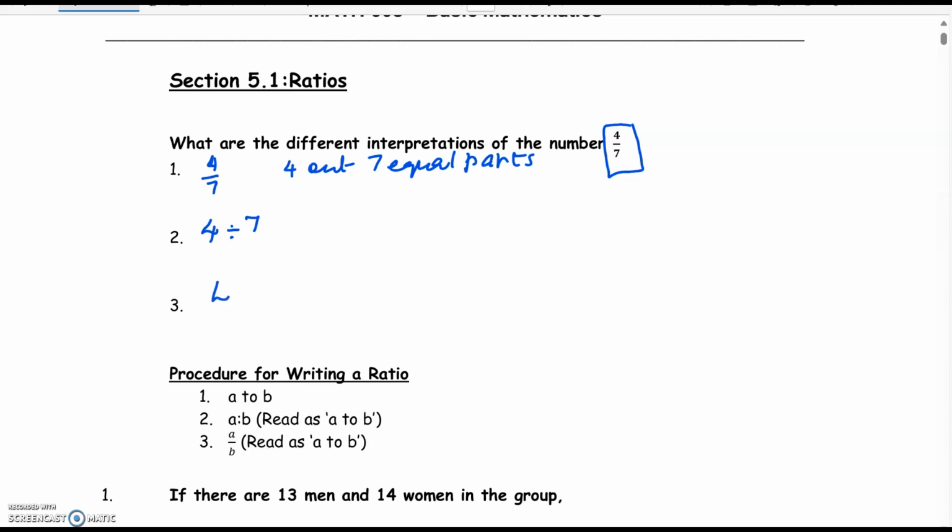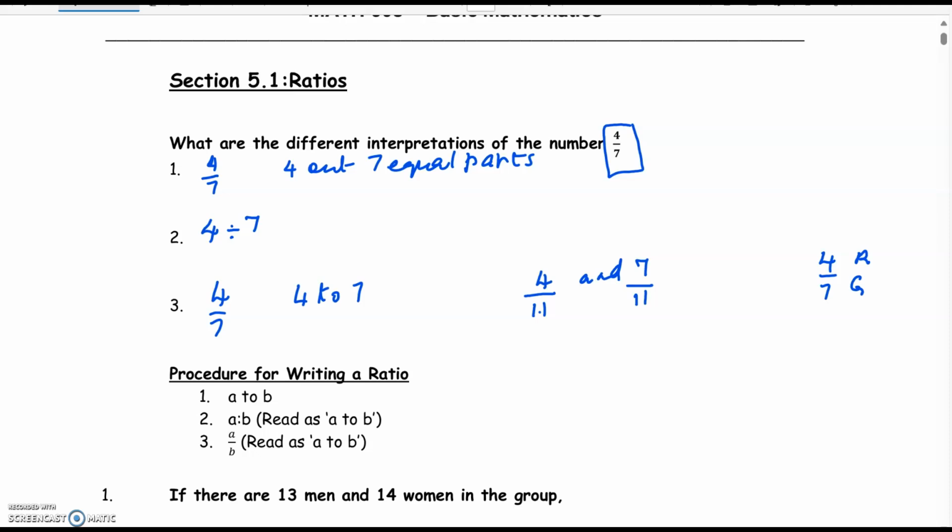Or we could think of it as 4 to 7, which means out of a total of 7 plus 4 parts, which is 11 parts, 4 out of 11 are of one type, and the rest, 7 out of 11, are a different type. So for example, 4 to 7 is the ratio of red M&Ms to, let's say, green M&Ms, which means out of 11 equal parts, 4 out of 11 are red and 7 out of 11 are green. So that's another way of thinking about it. So that's what a ratio is.